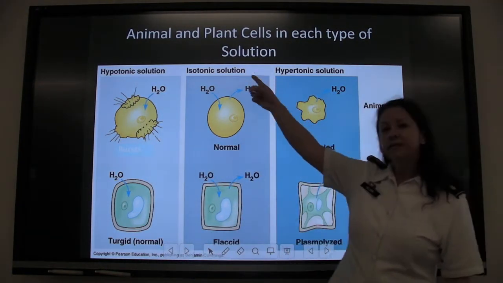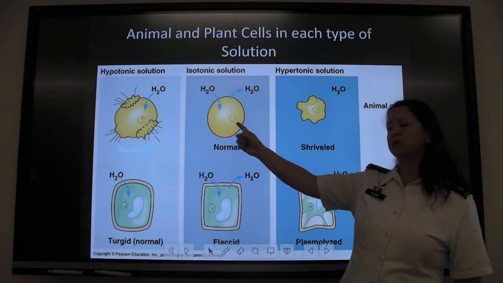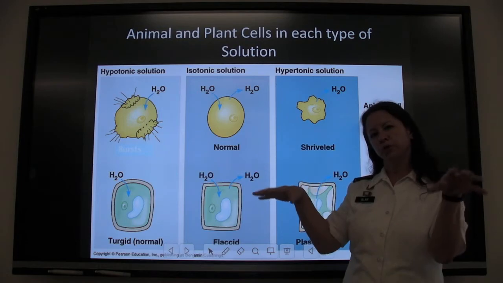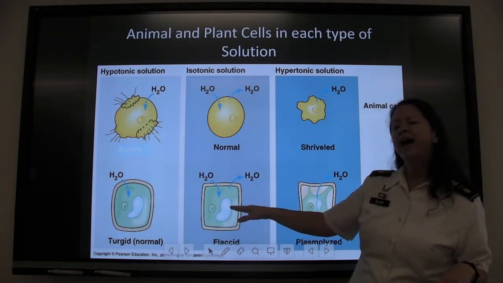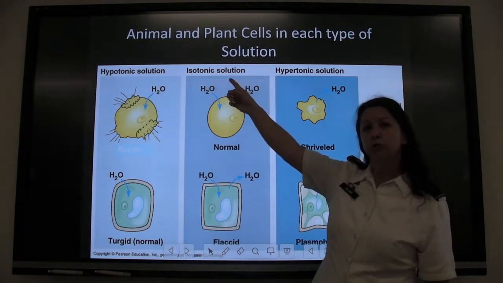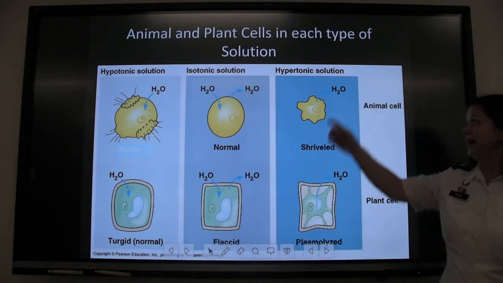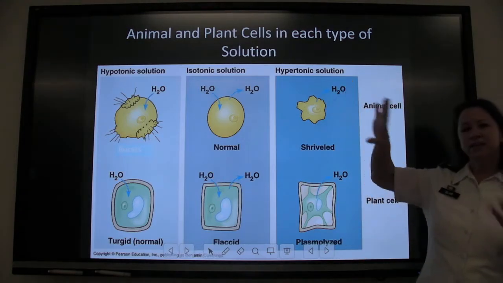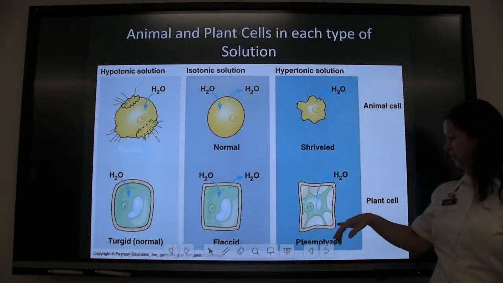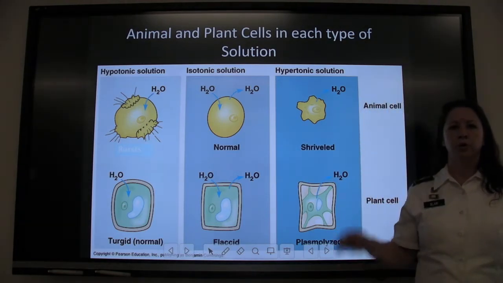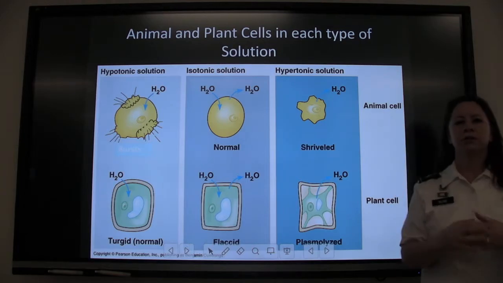Okay. Isotonic is where animal cells are happy, but plant cells are starting to droop a little bit. So they're okay, but a little droopy. But animals are happy in an isotonic solution. And in a hypertonic solution, nobody's happy. Plant cells shrivel up, that kills them. Animal cells shrivel up, that will kill them too. Nobody likes hypertonic.